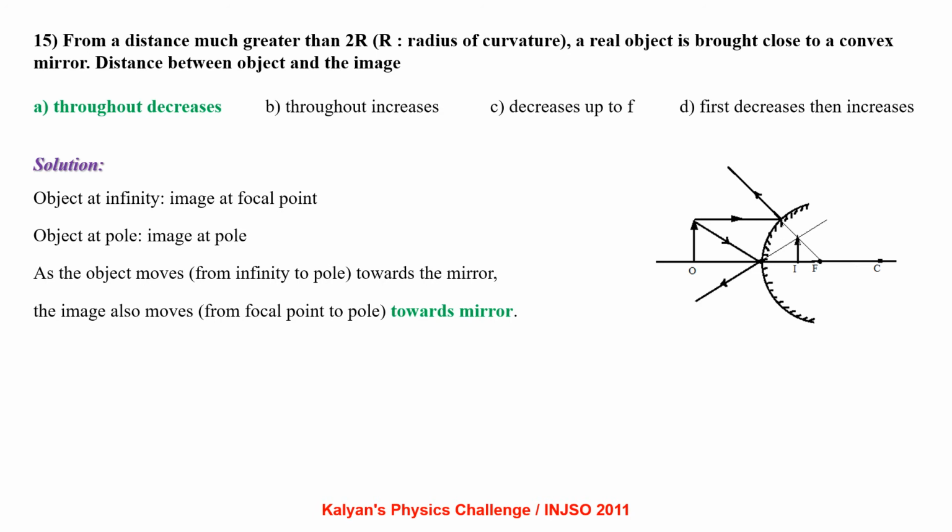When the object is at infinity, image is formed at a focal point. When the object is at pole, image is formed at pole itself. As the object is moving from infinity to the pole, that is towards the mirror, the image also moves towards the mirror. So the correct option is A.